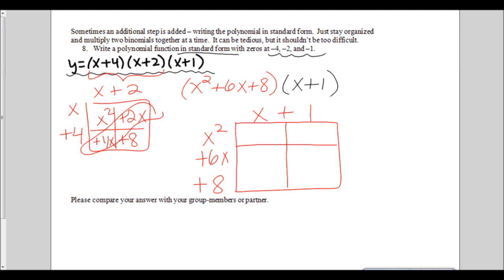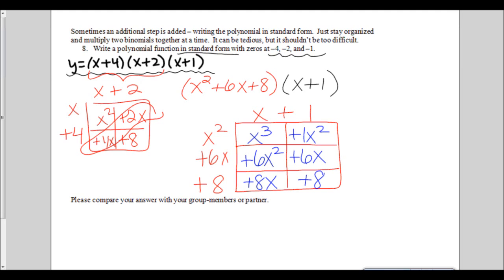So now I have 3 terms times 2 terms. So I'm going to have more in my boxes. X squared times x is x cubed. X squared times 1 is 1x squared. 6x times x is 6x squared. 6x times 1 is 6x. 8 times x is 8x. And 8 times 1 is 8.